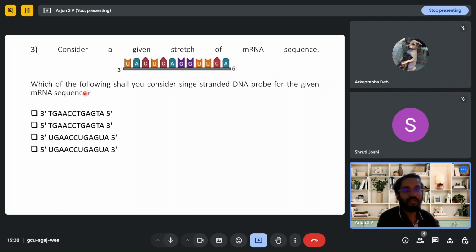If you have already solved the Sanger sequencing question, you can solve this very easily. You just have to use the rule of complementarity. Remember it is 3 prime to 5 prime, so you have to read 5 prime to 3 prime. In the answers, there are only 3 prime to 5 prime options. One thing is, from mRNA, if you are considering a probe for DNA, you have to consider the possibility of uracil. Uracil will be thymine when it comes to DNA. The complement of uracil will be thymine.